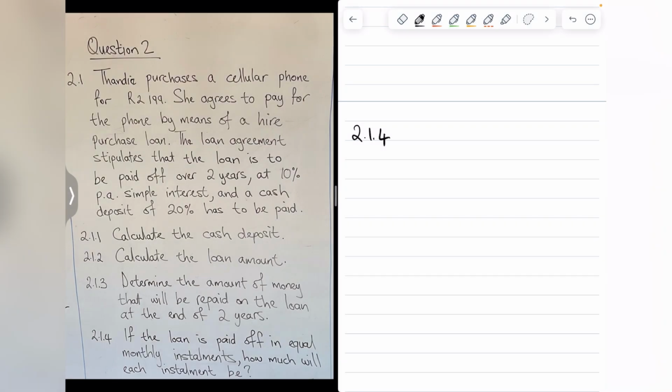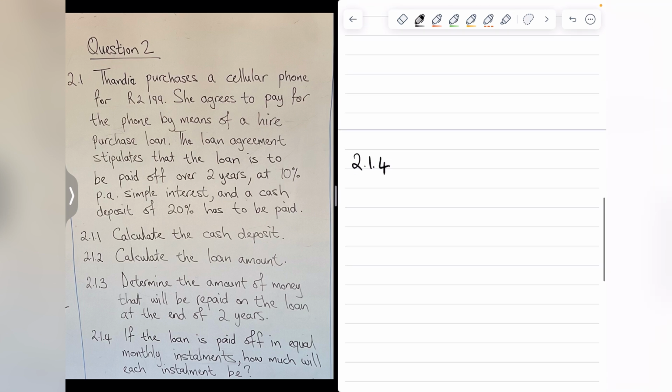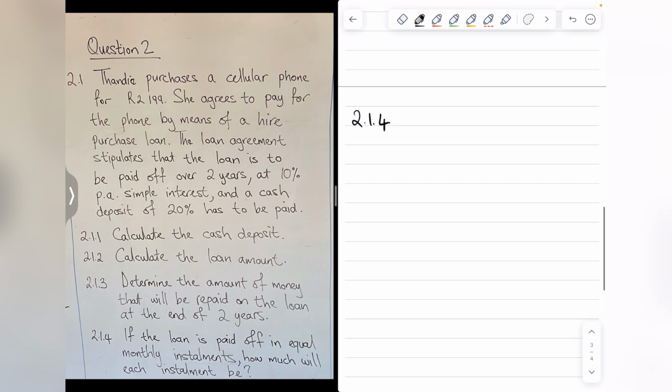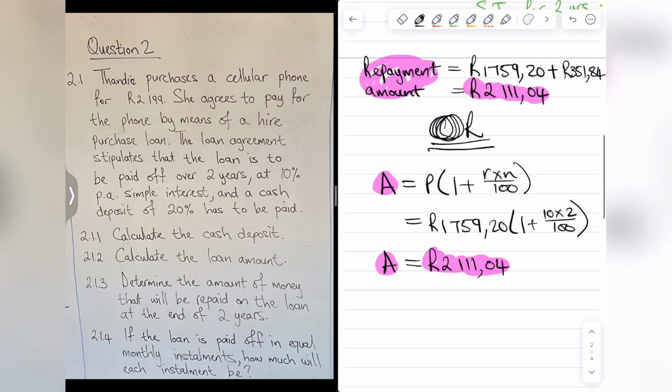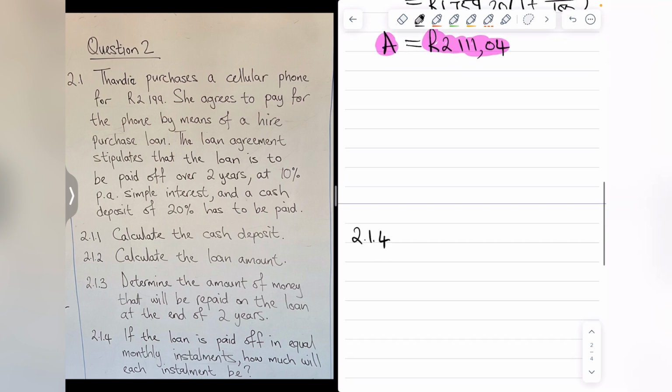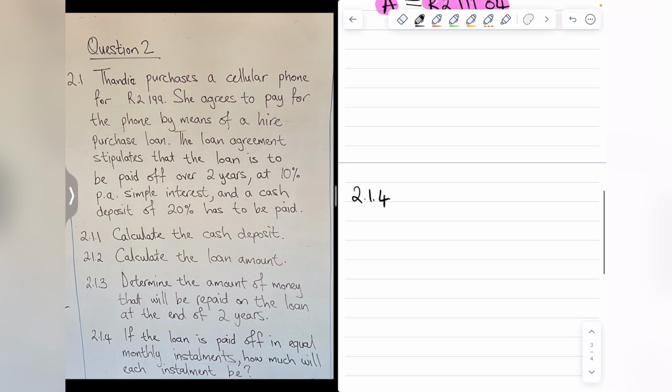2.1.4, if the loan is paid off in equal monthly installments, how much will each installment be? So once again here, there's no funny business like with the previous one where we had insurance and stuff to worry about. They're wanting the equal monthly installments. We know what the total repayment amount is. It is 2,111 Rand and 4 cents. So my monthly installment will simply be that amount divided by 24 months.